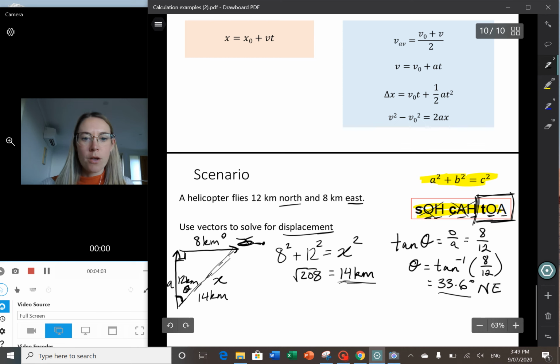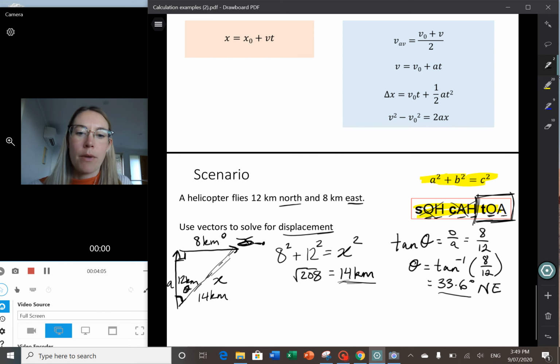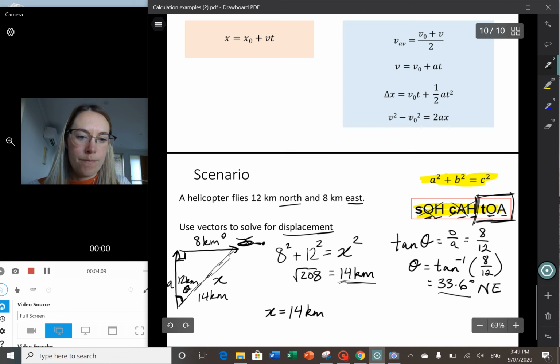Northeast. So our final answer, the displacement, is going to be 14 kilometers, 33.6 degrees northeast.